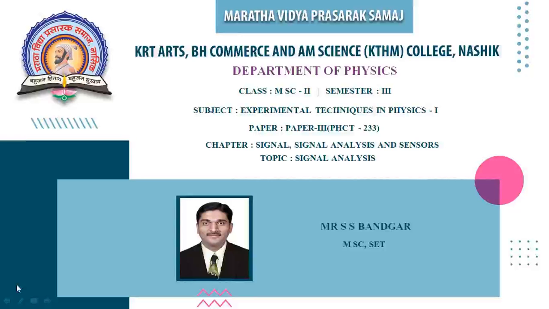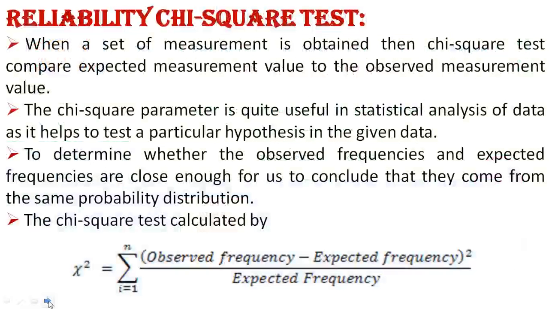Today we are going to discuss M.Sc second year semester 3 paper 3, experimental technique in physics. The topic is signal analysis and sense, and we will cover the subtopic of signal analysis, starting with the concept of reliability chi-square.